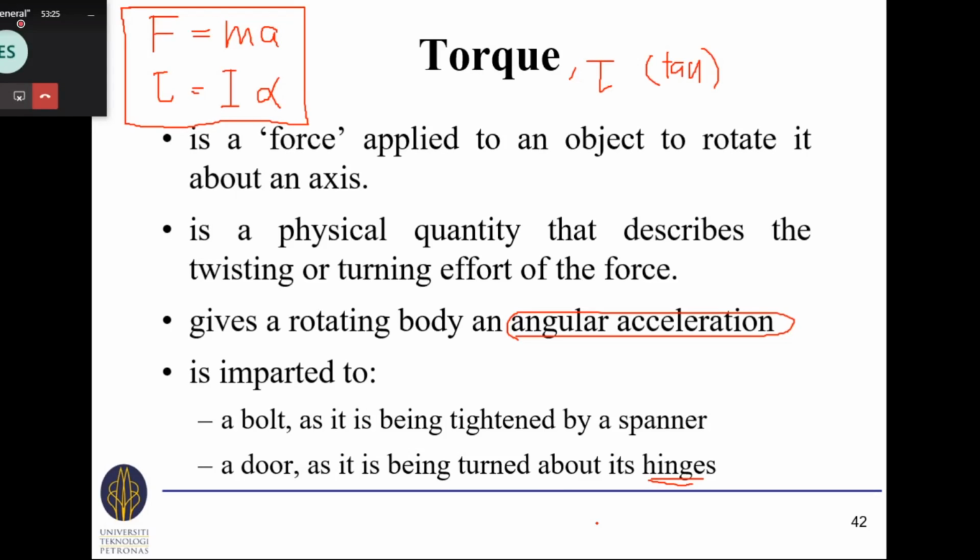Other than that, you can also find the elbow. Your elbow is also a rotational motion. If you have this in your body, that's the closest example you can find. The elbow is somehow a fixed point. So if you move your hand up and down like that, that becomes the rotational motion as well. It's just that the force you exert is the force exerted by the muscle of your body.